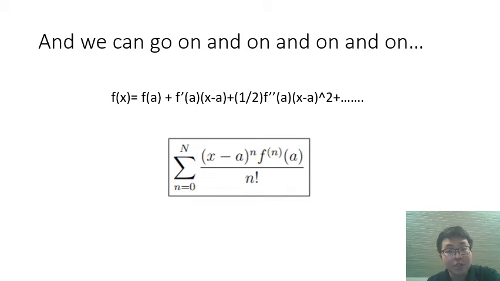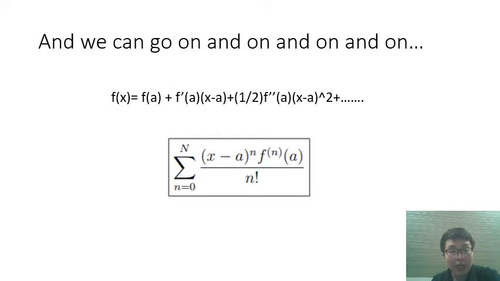You might have already noticed some pattern in our approximation. The first term is f a, second term is f prime a times x minus a, and then it's 1/2 f double prime a times x minus a squared. If we calculate the fourth term, it will be 1 over 2 times 1 over 3, f triple prime a times x minus a cubed.